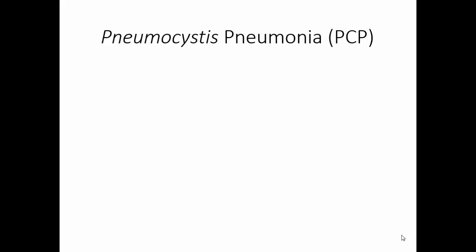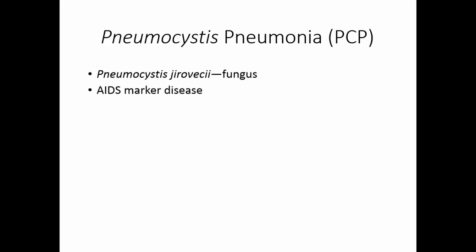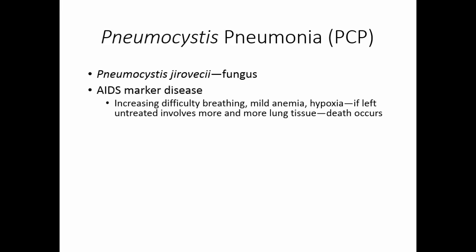Pneumocystis pneumonia, sometimes referred to as PCP, is caused by Pneumocystis jirovecii. This is a fungus. Now, at one time, this organism was called Pneumocystis carinii, and so the PCP stands for Pneumocystis carinii pneumonia. Doesn't really fit anymore. We also thought Pneumocystis carinii was a protozoan, but now we know the disease is caused by a fungus. Pneumocystis pneumonia is an AIDS marker disease. There is increasing difficulty with breathing, there may be a mild anemia, and hypoxia occurs. If this is left untreated, more and more lung tissue becomes damaged and death occurs because there's simply not enough lung tissue left to exchange oxygen.